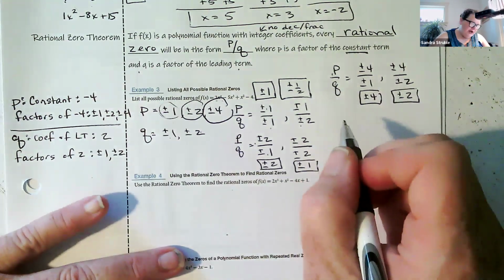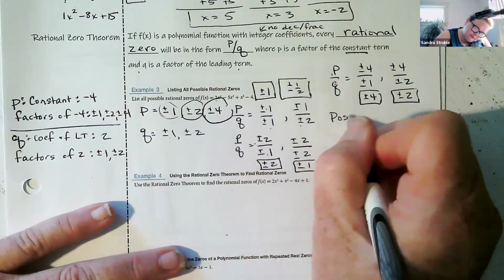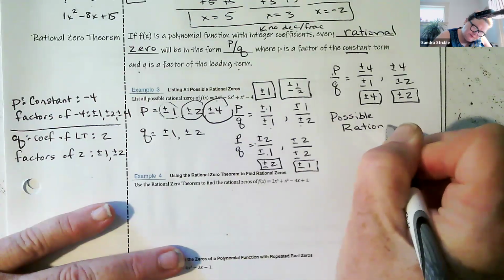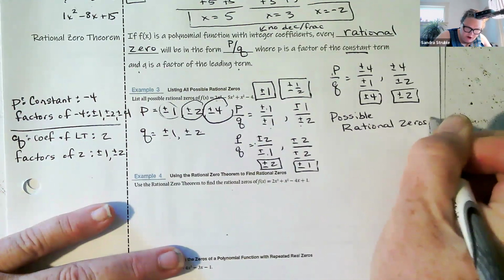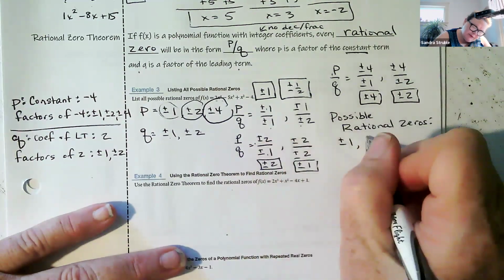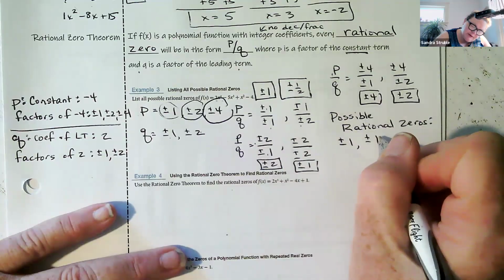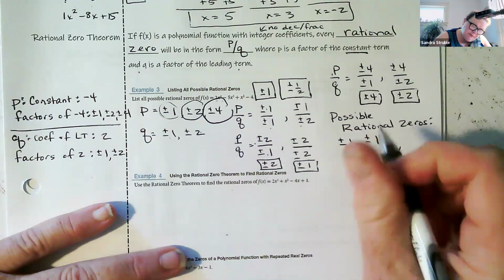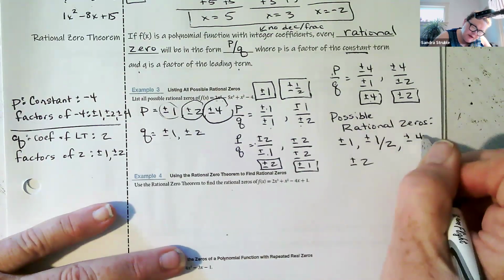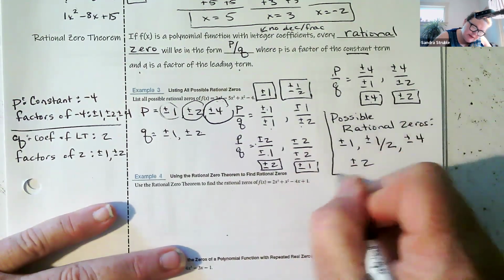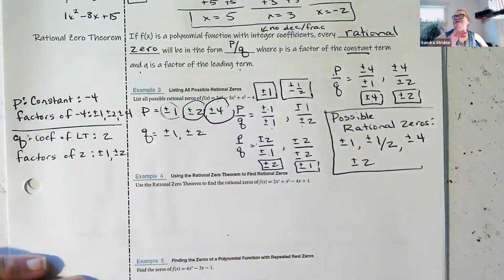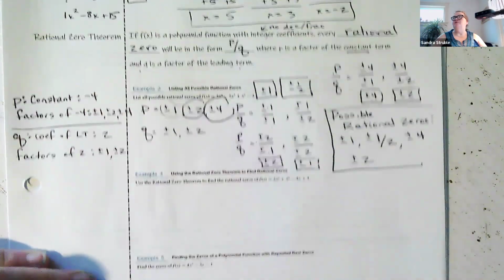Okay. So finally, our possible rational zeros, we're not finding them, are plus or minus 1, plus or minus 1/2, plus or minus 4, plus or minus 2, and these two are repeats. So that is my possible rational zeros. I'm not even finding them. I'm just asking, what are my possible rational zeros?